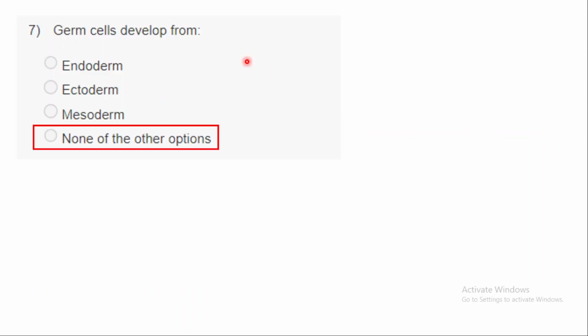So germ cells do not derive from the three germ layers: endoderm, ectoderm, and mesoderm. They have different origin. While endoderm, ectoderm, mesoderm are responsible for production of various organs of the body, they are somatic in nature, while germ line and germ cells are derived from other structures. We'll see them quickly.